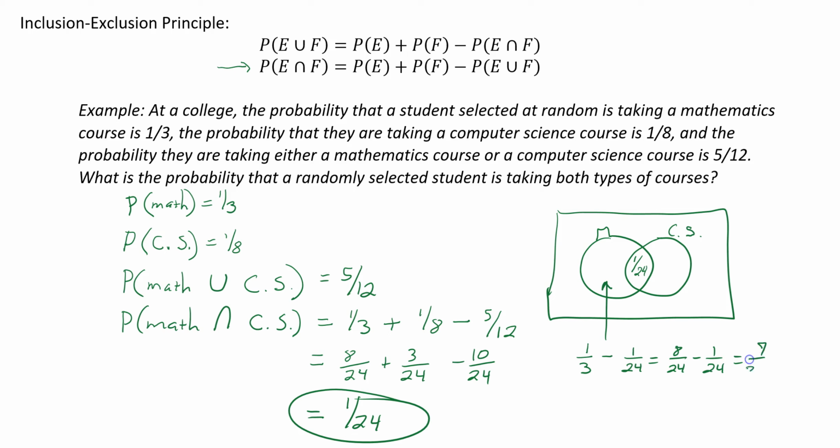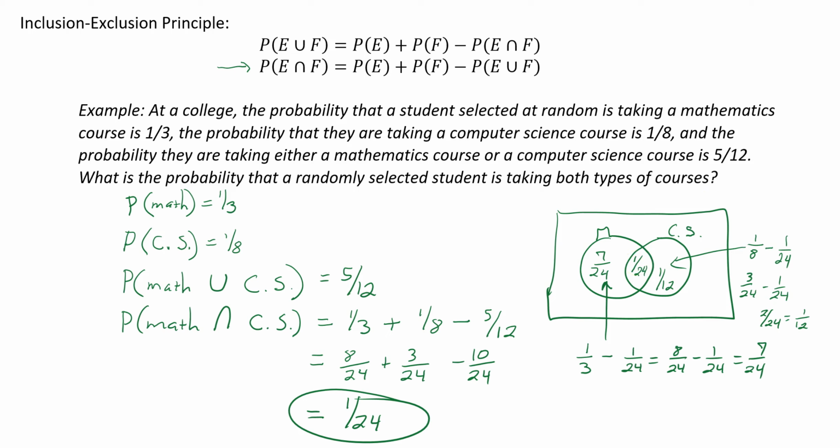So that's 7/24. And for the computer science section, I would take the 1/8 minus 1/24. And that reduces down to 1/12. So the probability that a randomly selected student is taking both types of courses, the answer is still 1/24. But a Venn diagram could have been used to see that 1/24.